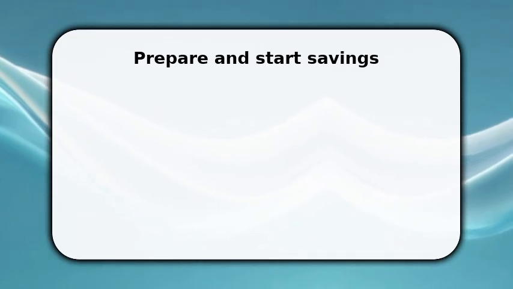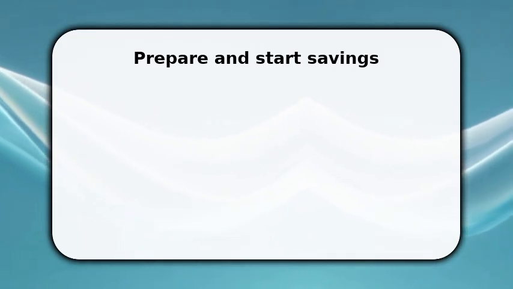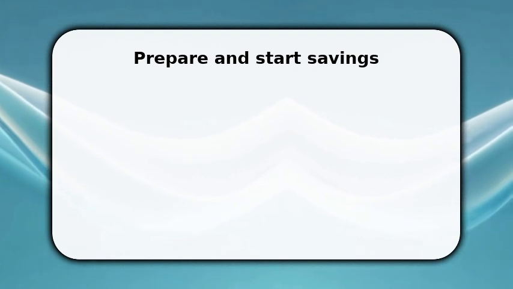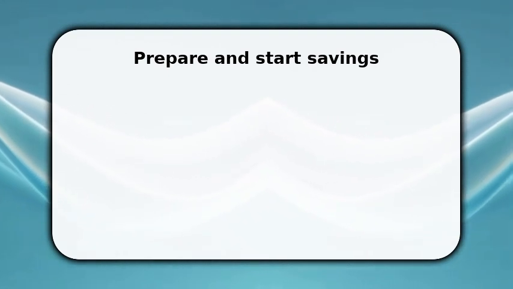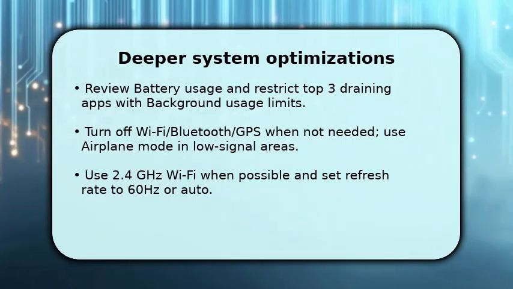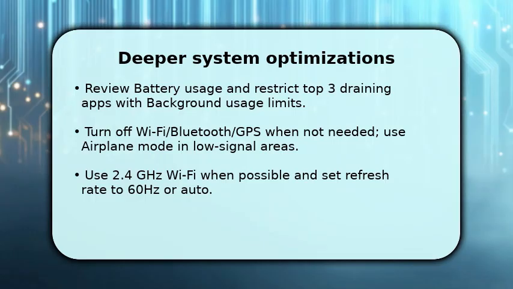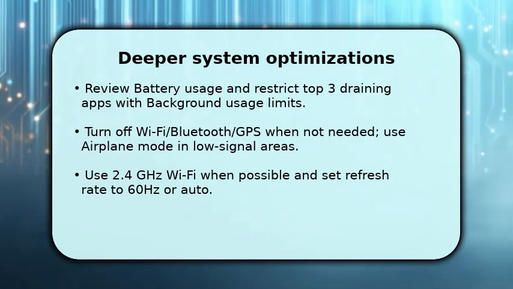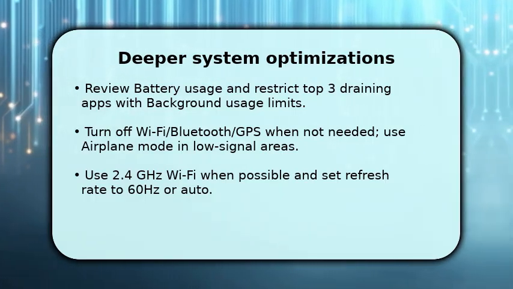Don't waste time on deep tweaks yet. These immediate changes already cut a significant portion of screen and app drain. Now dig into system-level fixes. Open battery usage and identify the top 3 drainers. Restrict their background activity or uninstall if non-essential.